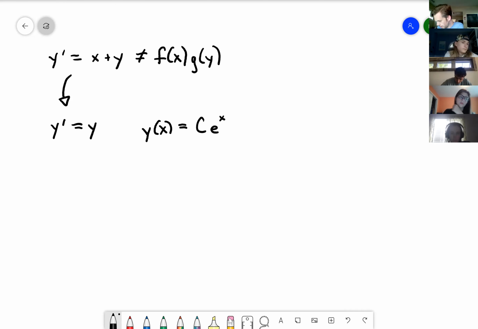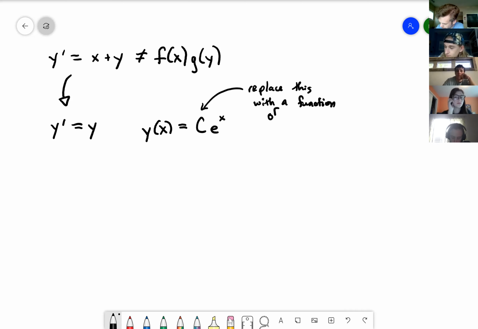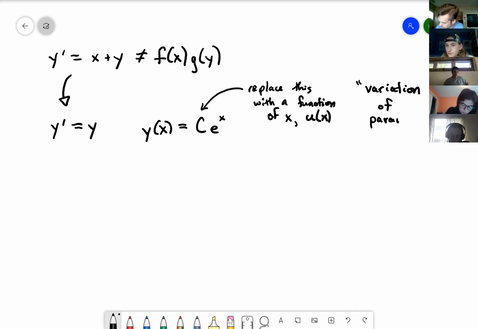Okay, so the trick that we're going to do in order to solve this is to take this constant c and replace it with a function of x, which we'll call u. This trick is called variation of parameters. So we're going to see if we replace this constant c with a function of x, and we allow it to vary with x, can we get a general solution to the original?